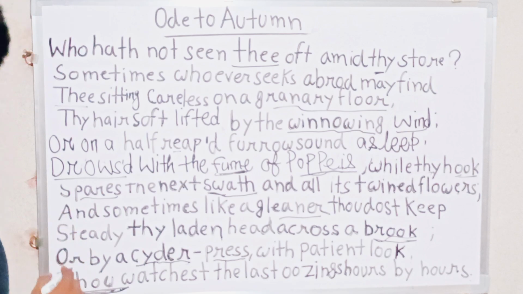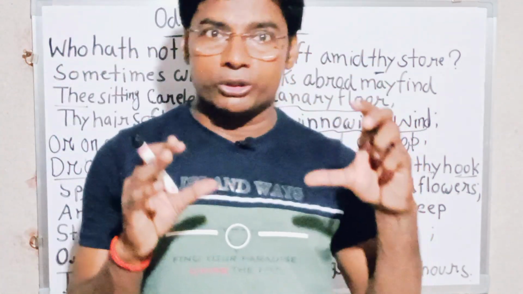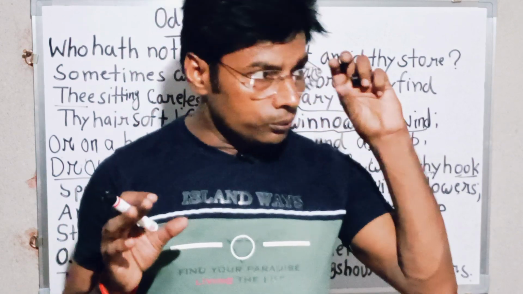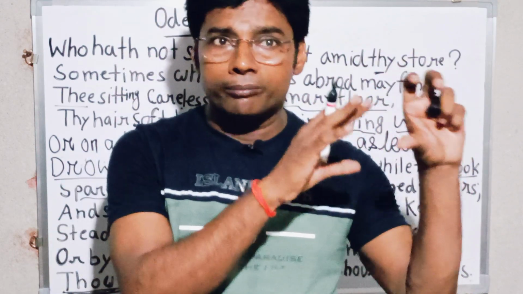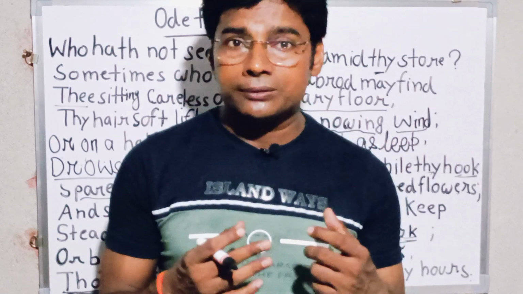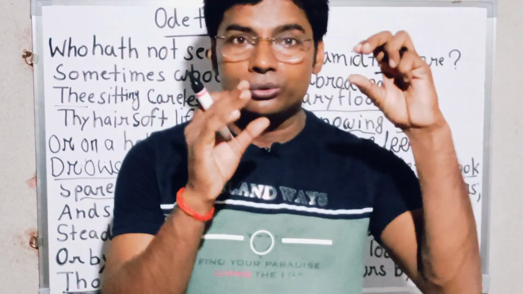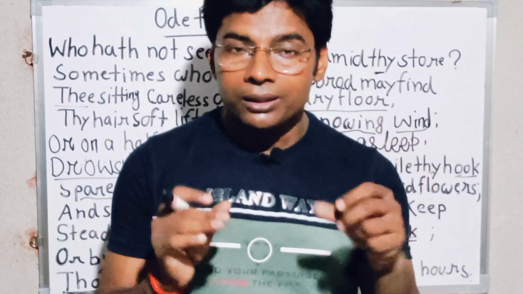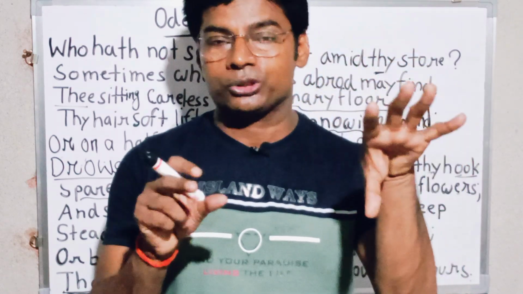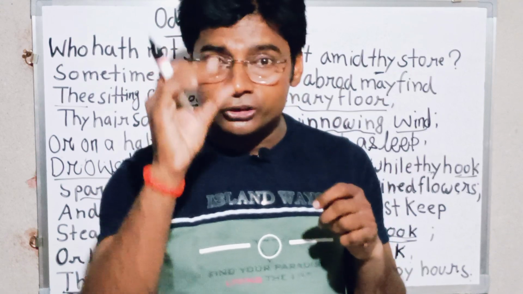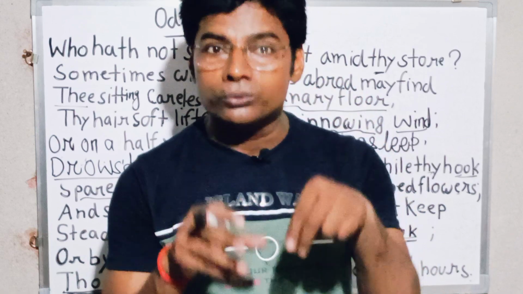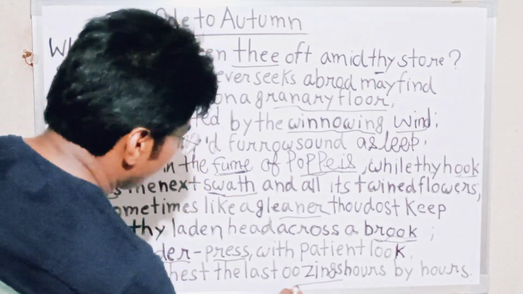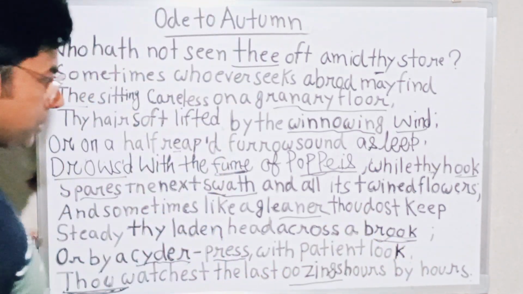So see, here he imagines or personifies, or paints the portrait, draws the picture of autumn as a male farmer, as a farmer whose eyes are fixed on that very particular machine that is pressing out the juice of the apple, and the juice is coming down or dripping into a certain pot or vessel in drops. And the eyes of the farmer are fixed on that juice dripping out of that juicer into a vessel. He says, see, thou watchest the last oozing. Oozing means coming in drops, hours by hours, time by time.